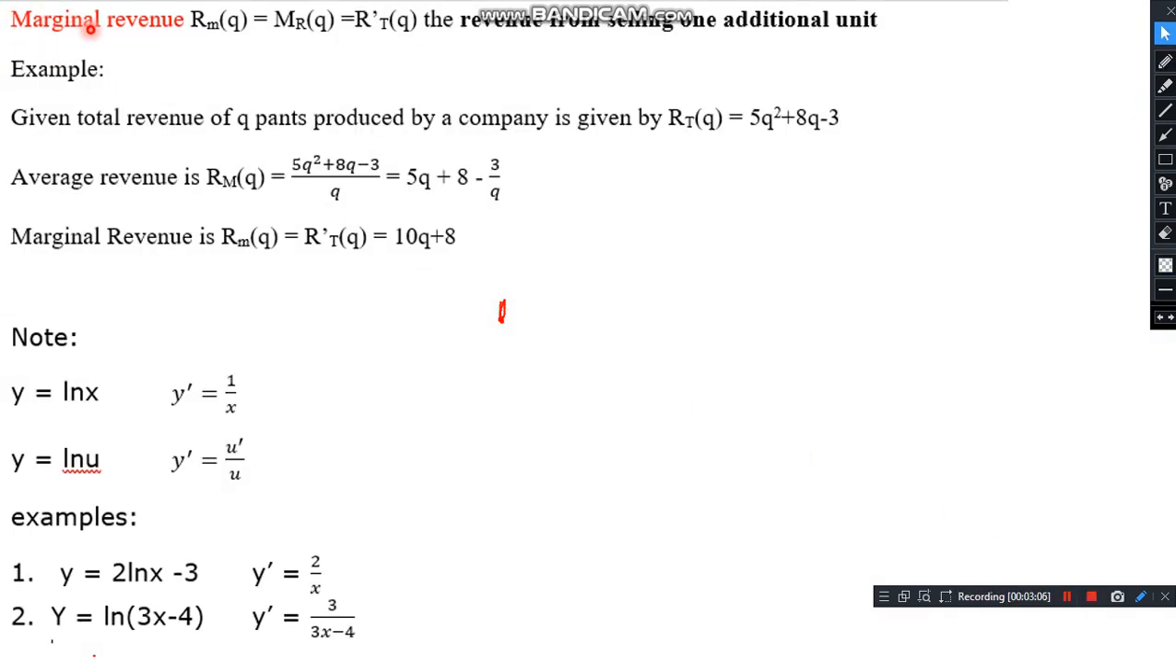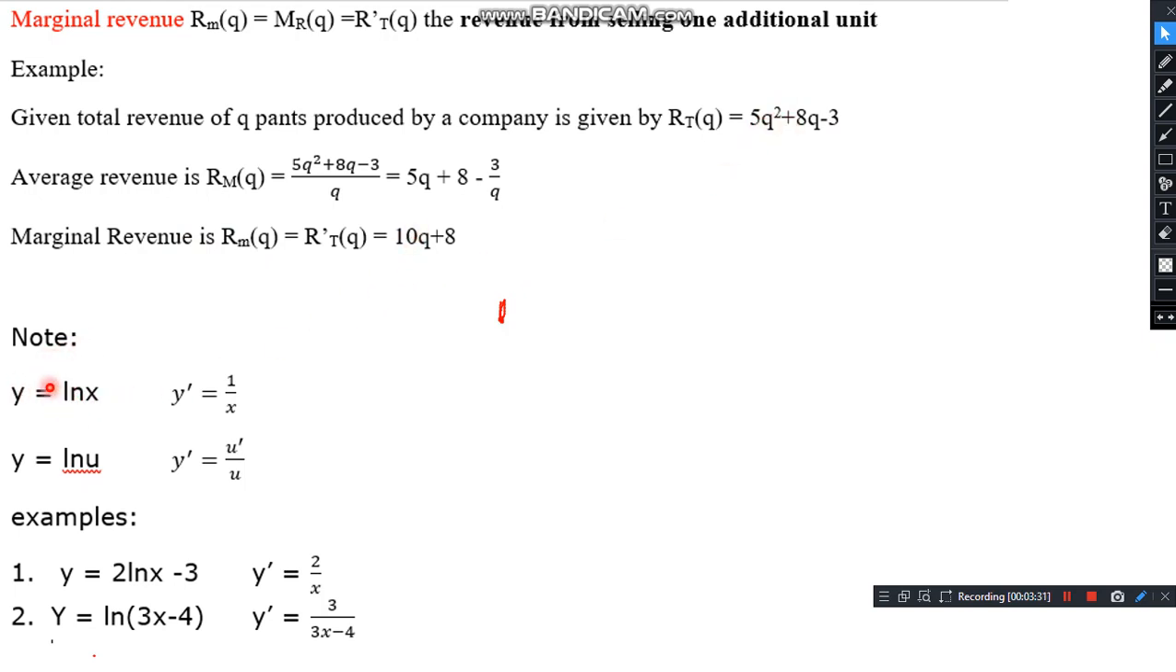Similarly, we have marginal revenue, it's the R small m of Q, the derivative of the revenue from selling one additional unit. Suppose this is the total revenue. Suppose I want the average revenue, you divide it by Q. So you're going to get 5Q plus 8 minus 3 over Q. And if you want to find the marginal revenue, you just do the derivative, which is 10Q plus 8.